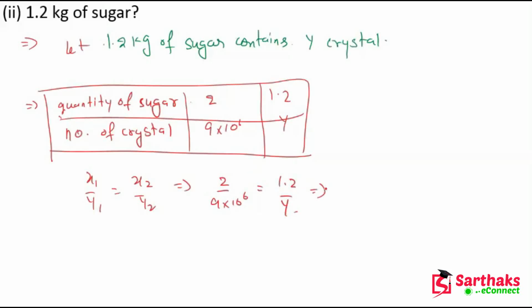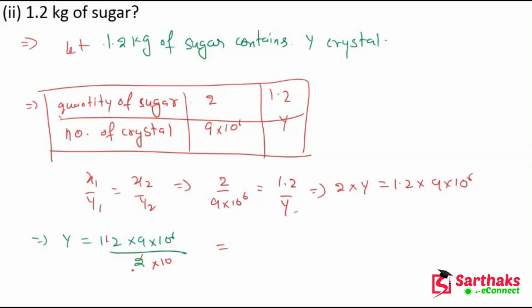After solving this, we get 2 into y is equal to 1.2 into 9 into 10 raised to power 6. So y is equal to 1.2 into 9 into 10 raised to power 6, divided by 2. If we remove this decimal point, we get 10 in the denominator. I hope you understand these things.